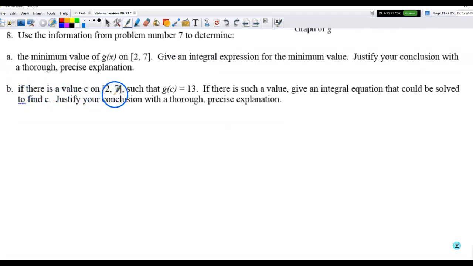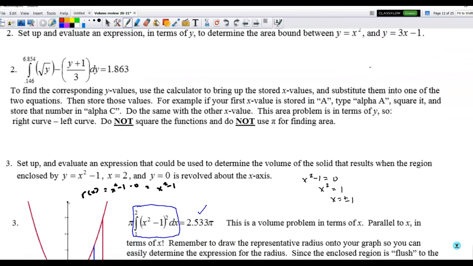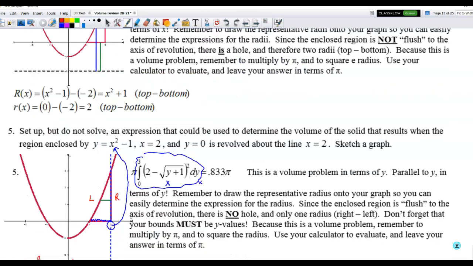Determine if there's a value c such that g of c is 13. So since we're looking for a y value, this is a throwback. We must be getting ready for the AP test. Intermediate value theorem is what I'm thinking. And if there is such a value, give an integral equation that could be solved to find c. Justify your conclusion. All right, so IVT has only one condition, and that you must have a function that is continuous on a closed interval.